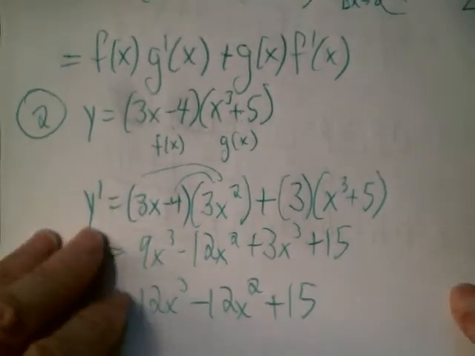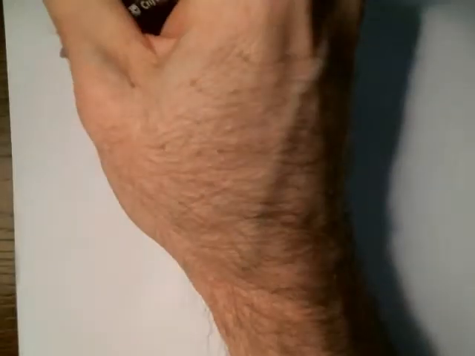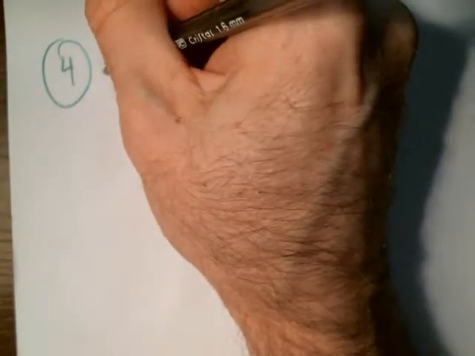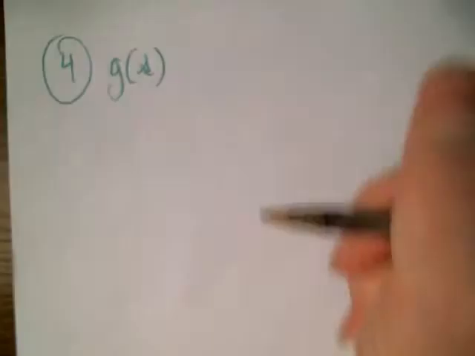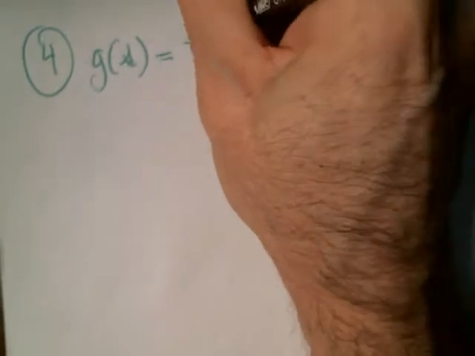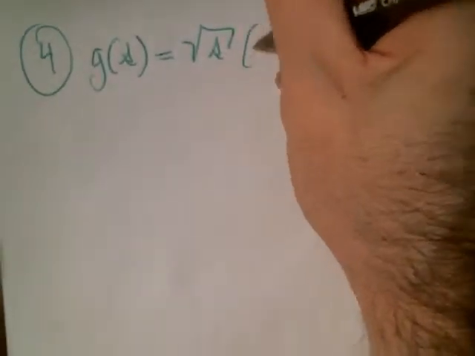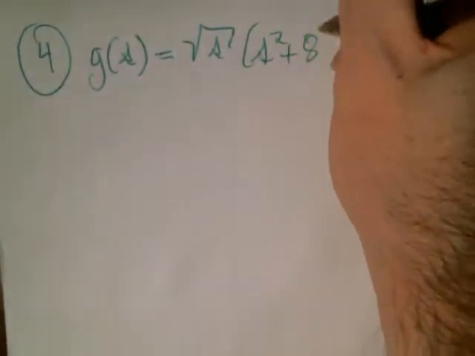Let's look at a couple more. Get some more practice here. Here's number 4. We have some g of s function equaling the square root of s times s squared plus 8.